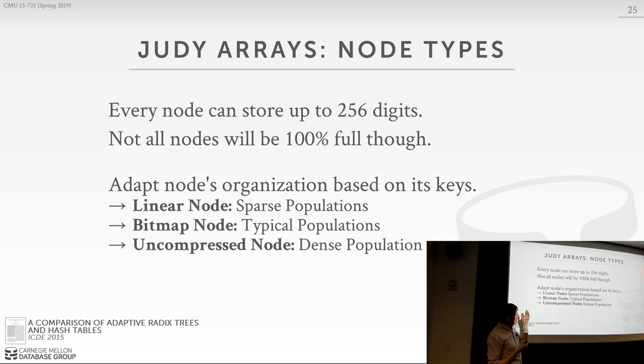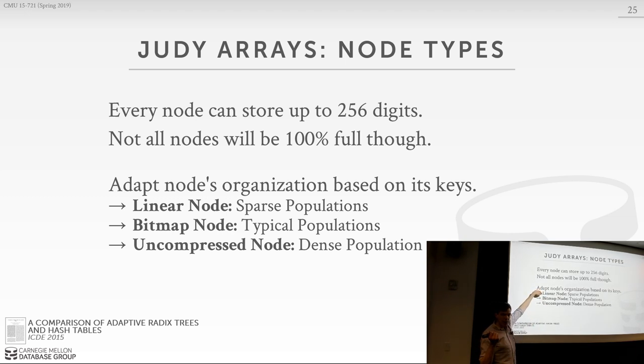So what they're going to do is have three different node types that they can switch between based on the distribution of the population of the digits at that particular node, or at that particular level in the trie. So you have a linear node for sparse populations. I'll go through these two in a second. This is when you have a small number of keys or digits at a node. Bitmap node is when you have a little bit more, and then uncompressed node is when you have a complete dense population. It may not be entirely 256 digits, but it's more than you can store in these two guys here. So we'll see this in a second when we talk about the ART index.